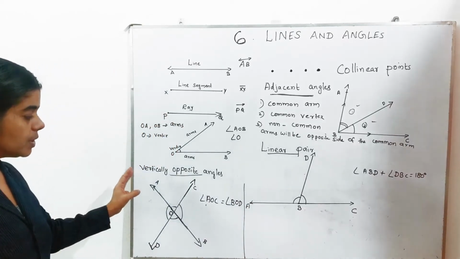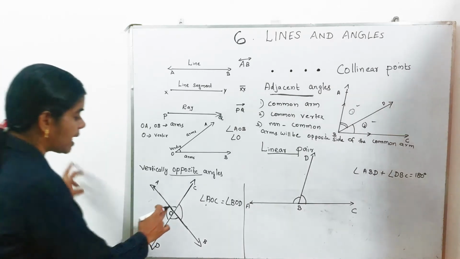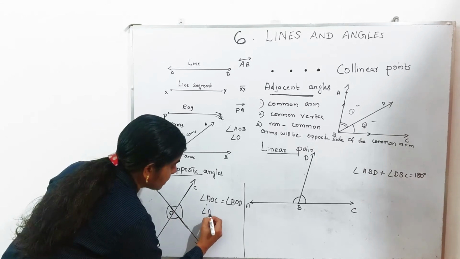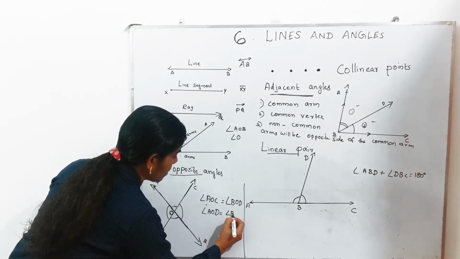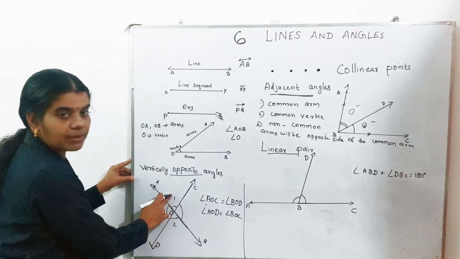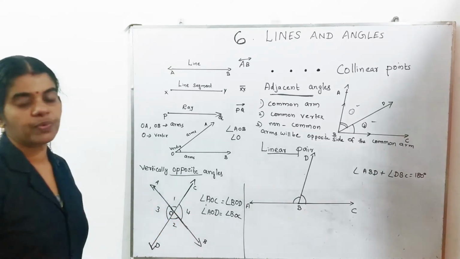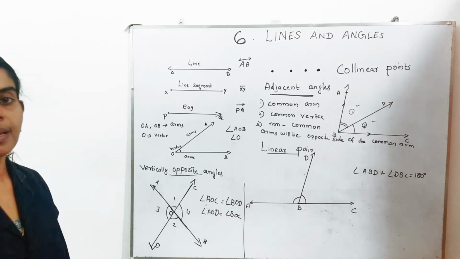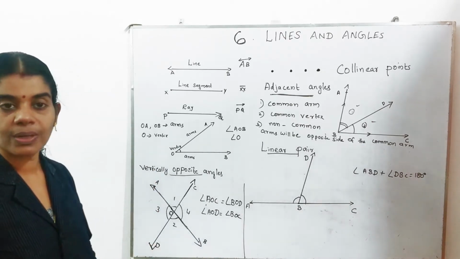How many pairs are forming? Two pairs of vertically opposite angles, that means intersecting lines. Then angle AOC equals angle BOD. Next one, angle AOD is equal to angle BOC. These two, I am marking 1 and 2. Angle 1 will be equal to angle 2. Thus angle 3 will be equal to angle 4. Vertically opposite angles are equal. Then we already studied parallel lines.